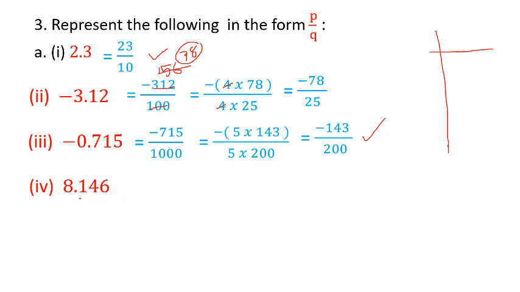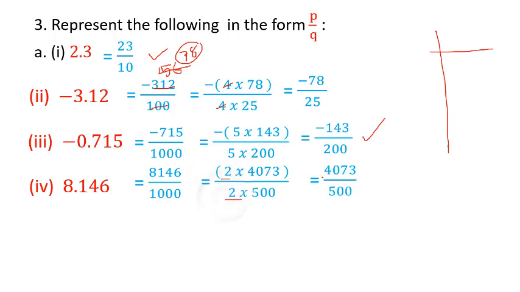8.146. How many digits after the decimal? 3 digits. So we'll divide 8146 by 1000. Hence this can be divided further. So let's take 2 first. Take out 2. 2 4s are 8, 2 073 is 4073, and 2 500s is 1000. Cancel out 2. Hence 4073 by 500 is your answer. This cannot be further divided. Hence this is the answer.